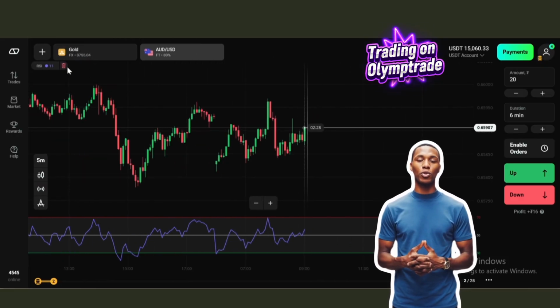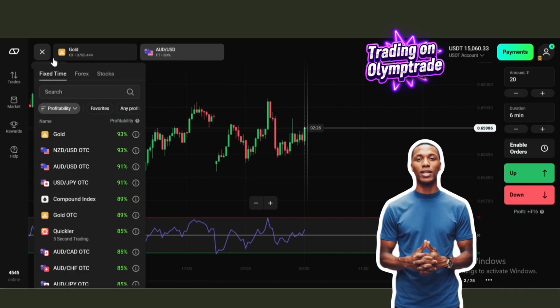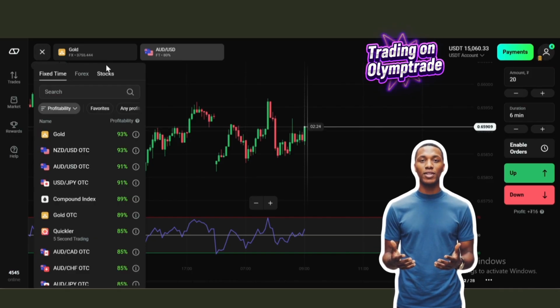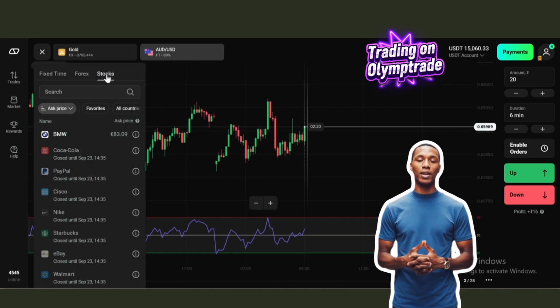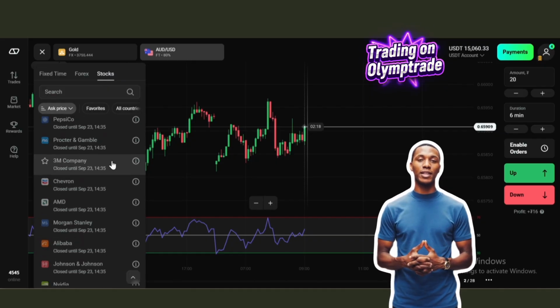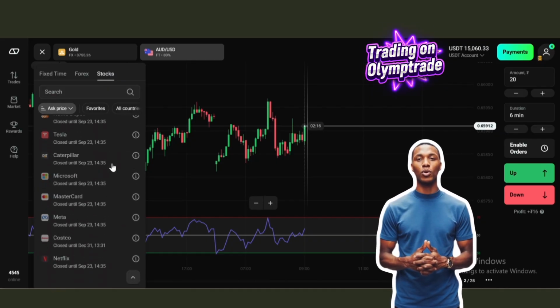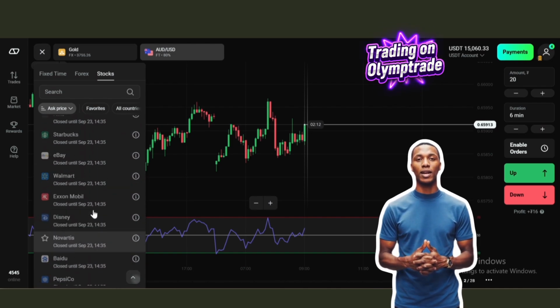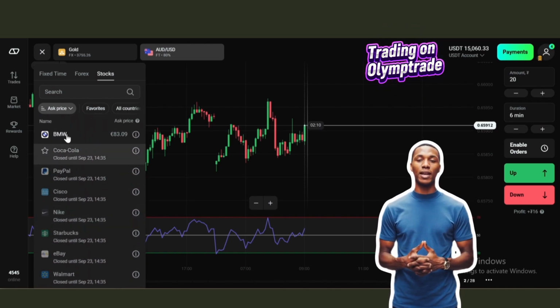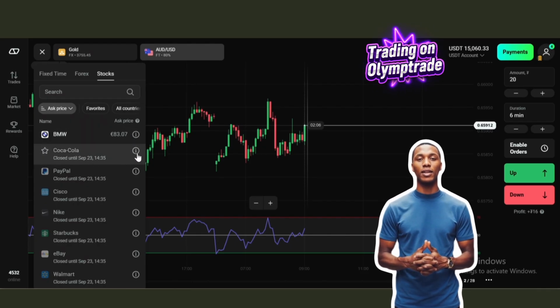The next thing you want to do is to ensure you switch over immediately to the stock market. We have the fixed time, we have the forex, and we have the stock market. When you go to the stock market, you will see that many of the assets are closed, if not all the assets, except the BMW asset. You can see all the assets are closed with their normal opening time being displayed underneath the asset.